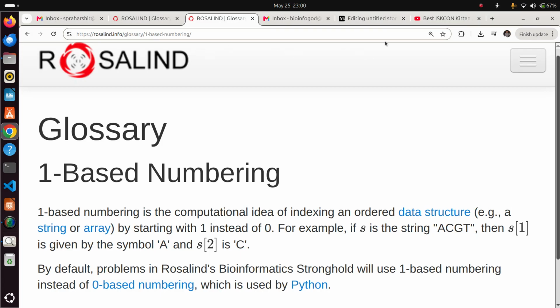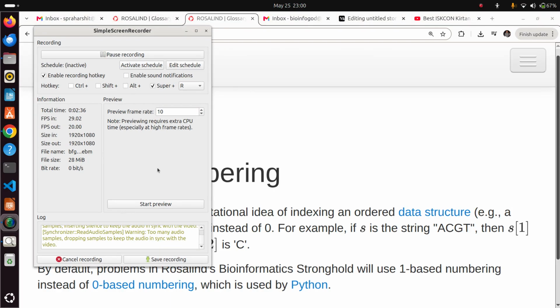So to conclude on zero-based numbering and one-based numbering, we need to keep in mind that whenever we see a database where genetic strings are stored, we should look into whether we are doing a text-based search or a database search. If you are using a text-based search, there we will usually be using the accession number, and if you are doing a database search, their index is very important.